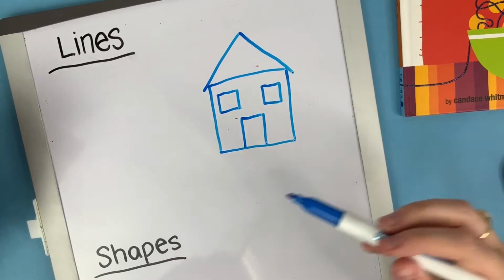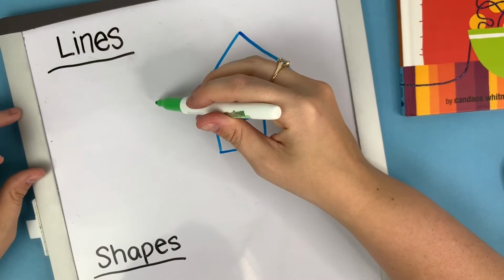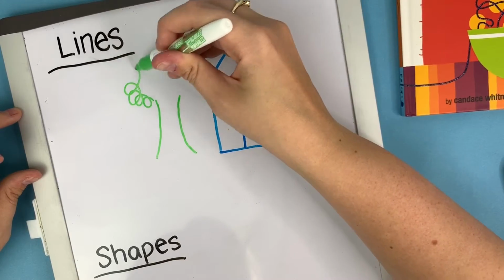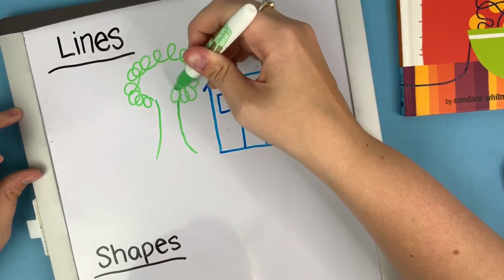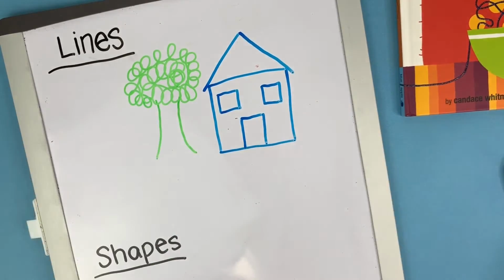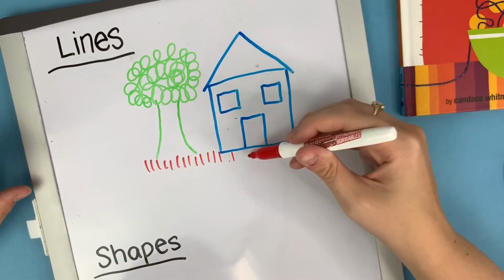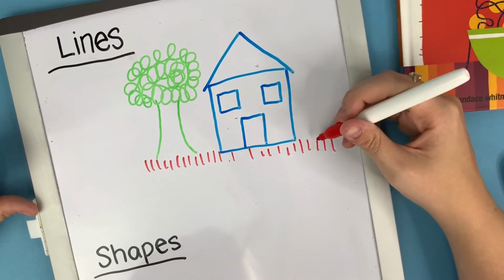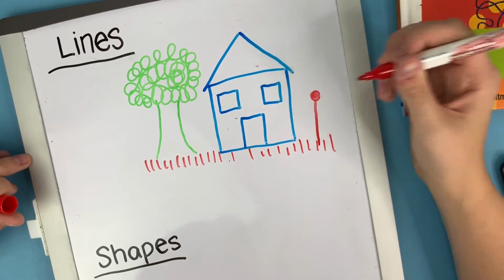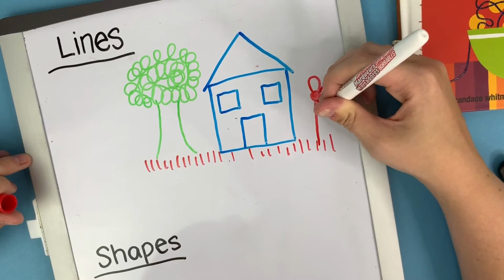Now, what about a tree? We would need a curved line for the trunk and another one, and maybe some curly lines for the leaves. How about some short lines for the grass? And a nice long line for a stem for a flower, circular squiggly line for the center, and then some curved lines for the petals.